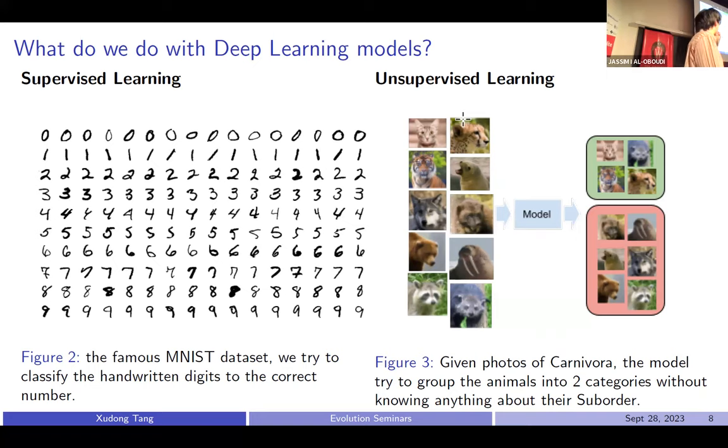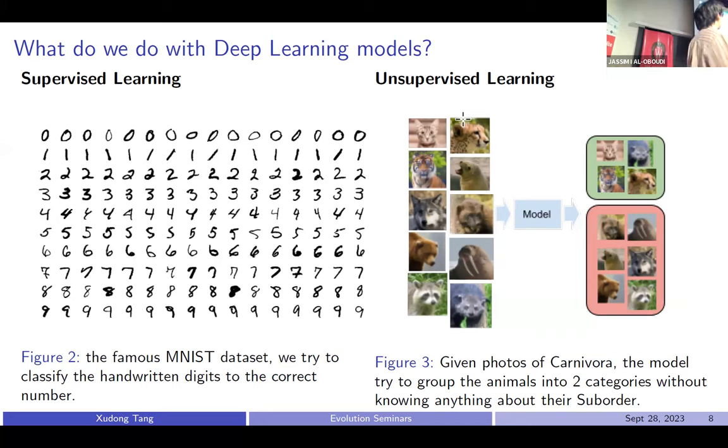So getting the ground truth in biology is really expensive. So in this case, we are training the model with no ground truth or label. What we're given is the sample itself. For example, here, we're giving a bunch of photos of animals. Those animals are under carnivora, and we know nothing about their species or their name.